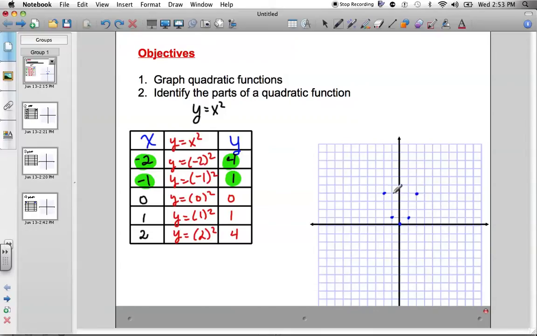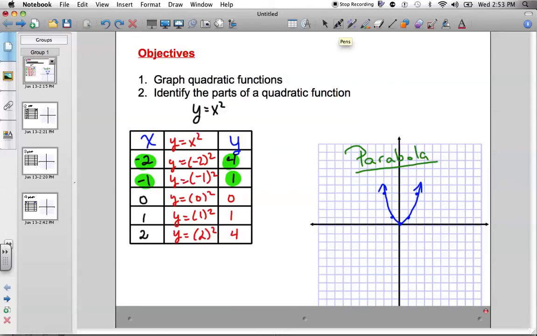And then we're going to connect those points. Now you notice this is a little different than the linear functions. You have a little bit of a curve here. This curve is in the shape of a U. This U-shaped curve is what we call a parabola. And that's just a U-shaped curve. A parabola is a U-shaped curve. All right? And so anytime you graph a quadratic, you will have this parabola shape.